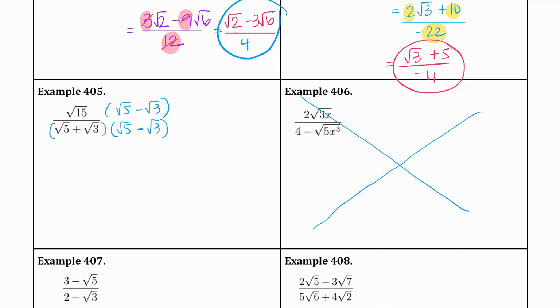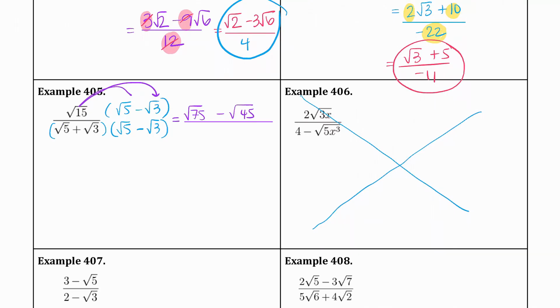If we distribute on our numerator, we're going to get square root of 15 times square root of 5 is square root of 75. Square root of 15 times negative square root of 3 is minus square root 45.